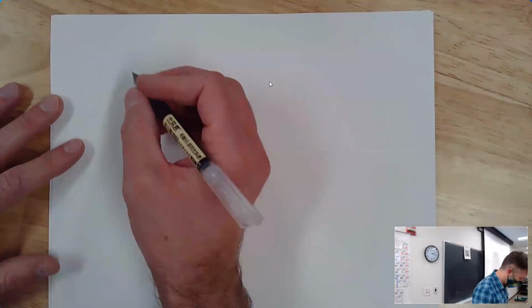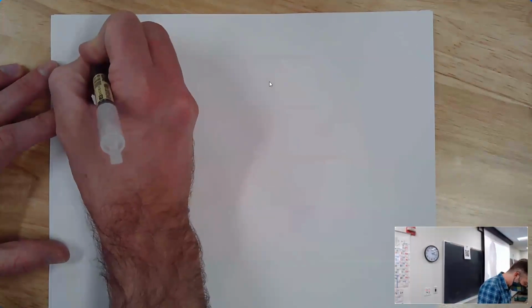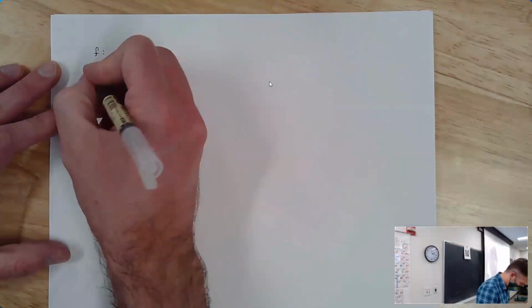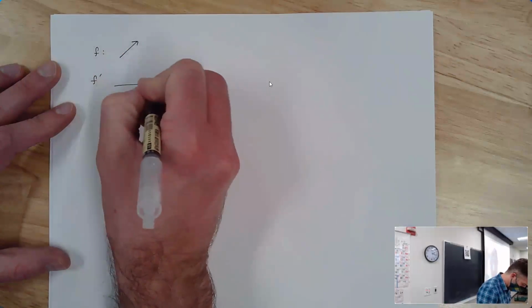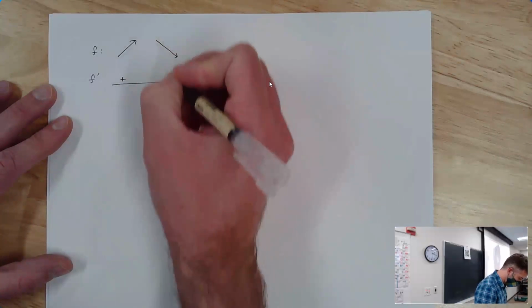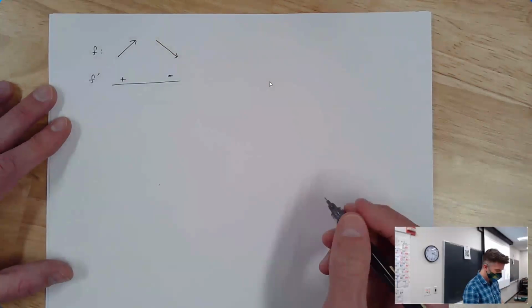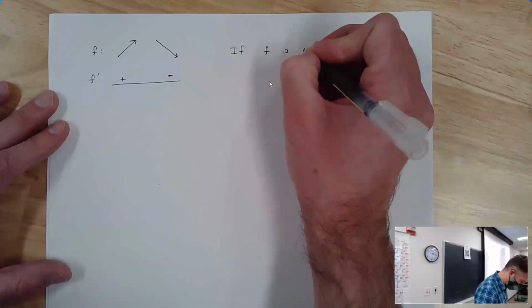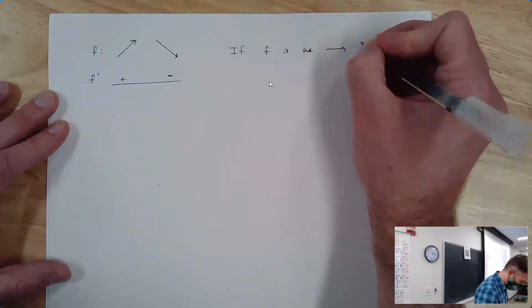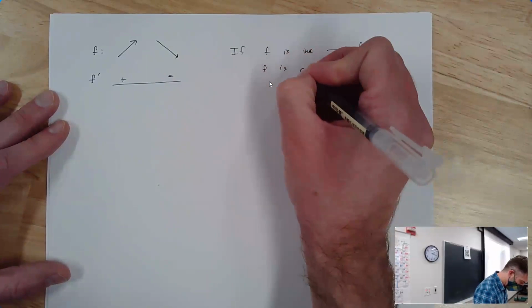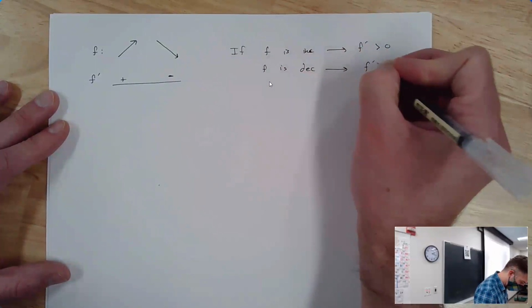But here's what I would like you to see, know, and think about first of all. If your function is increasing, the derivative is positive. And if your function is decreasing, your derivative is negative. So actually, I'm going to write this out. If f is increasing, that means f prime is greater than 0. If f is decreasing, that means the derivative is less than 0.